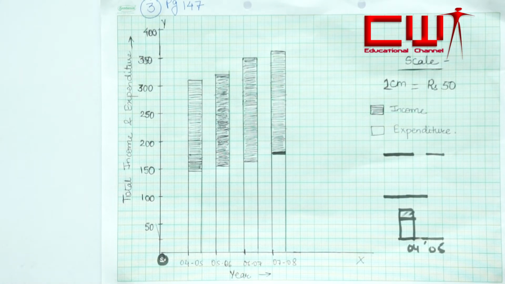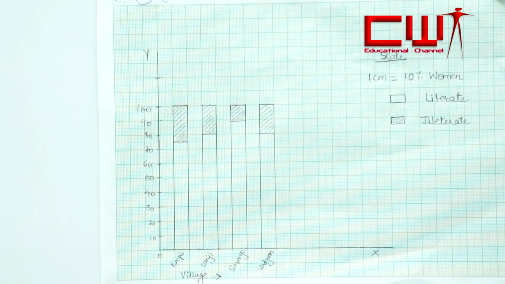Let's move on to the next numerical and the graph that is asked to be drawn in it. Next is page 151. We will see the third numerical, and you are asked to make a subdivided percentage bar diagram.